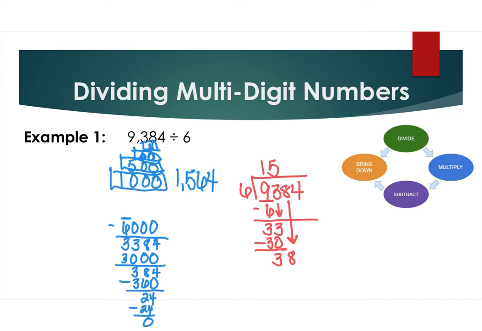6 goes into 38 6 times. 6 times 6 is 36. I subtract. I'm left with a 2, and I bring the 4 down. 6 goes into 24 4 times. I subtract, and that's 0.